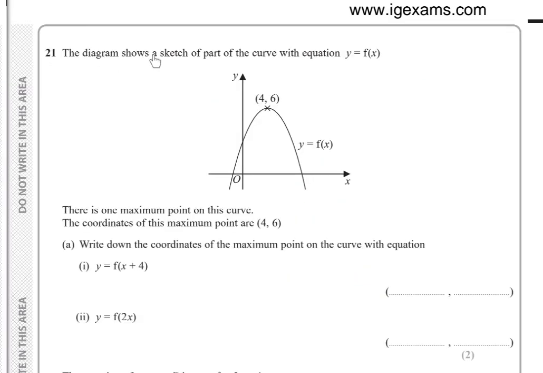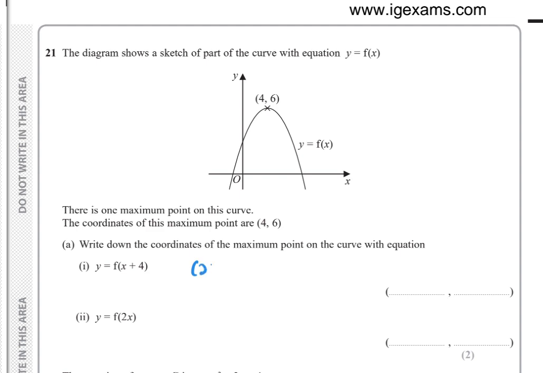21. The diagram shows a sketch of part of the curve with equation y equals f(x). There is one maximum point of the curve. The coordinates of the maximum point are (4, 6). Write down the coordinates of the maximum point on the curve with the equation y equals f(x) plus 4. For f(x) plus 4, we have a horizontal translation, 4 units left. Because plus, so minus, go to the left.